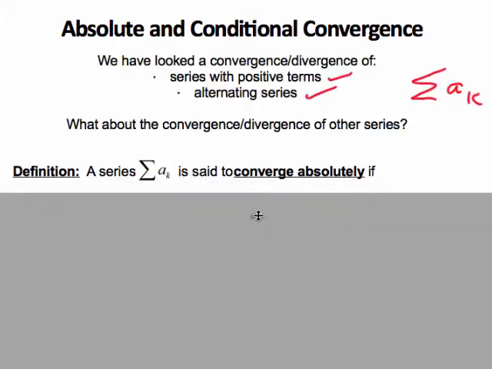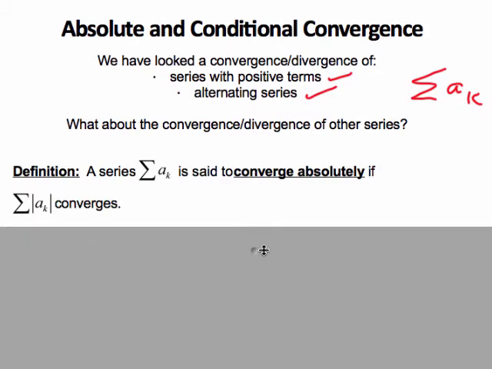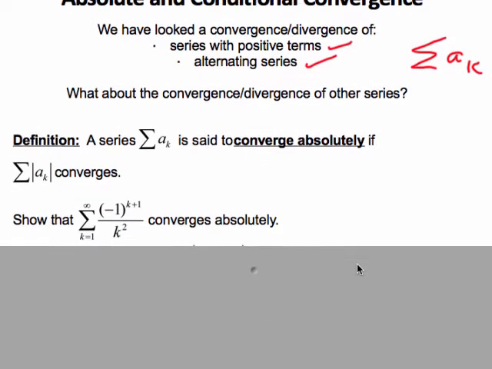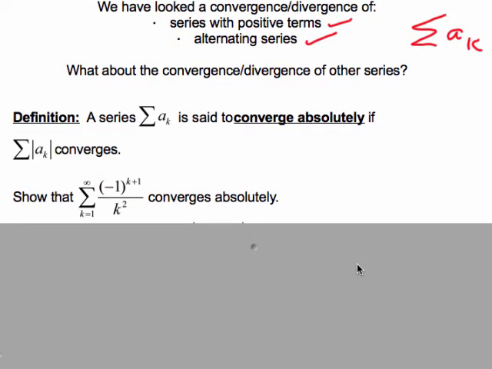So the first concept we're going to introduce here on our way to that is this. We say that a series converges absolutely if the series consisting of the absolute value of the terms converges. So here's what we mean by that. The question is to show that this series converges absolutely.